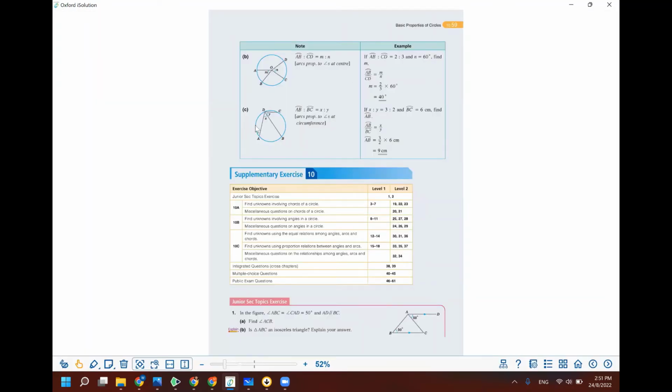The last group of theorems we learn on circles, they are the proportional relation. That is, arcs proportional to angle at the center and arcs proportional to angles at the circumference. Moving on.